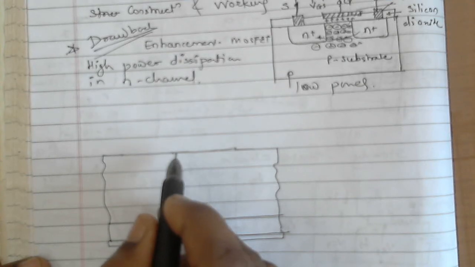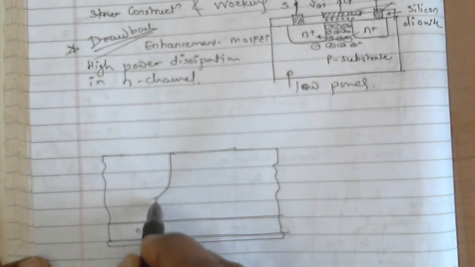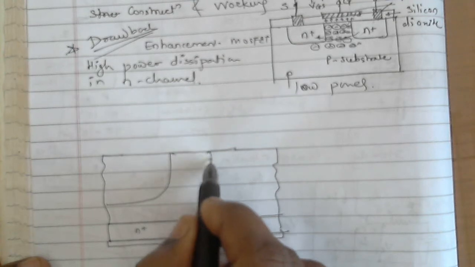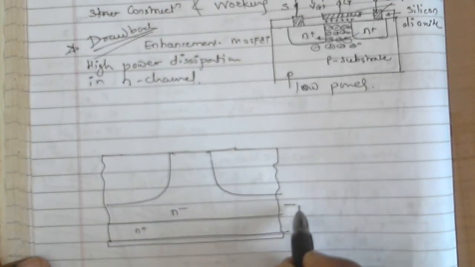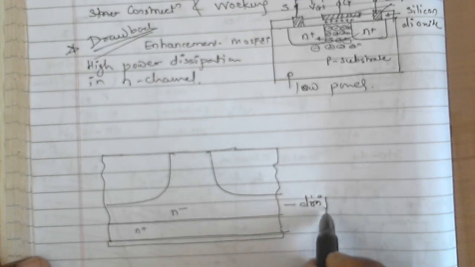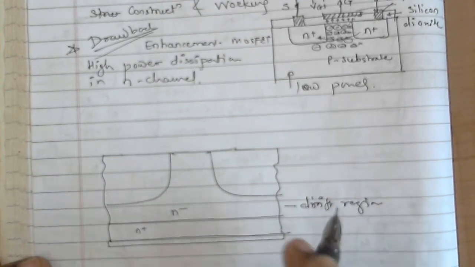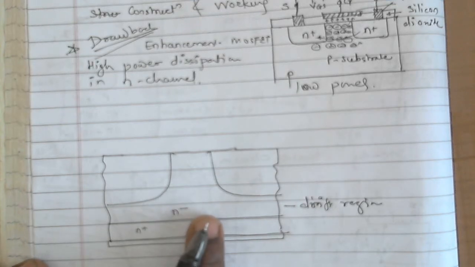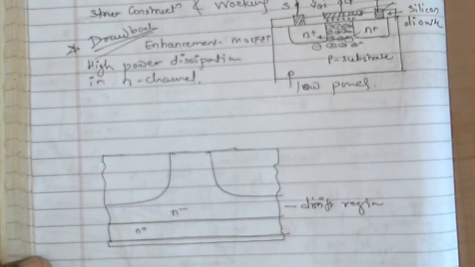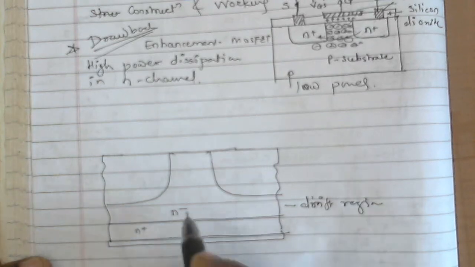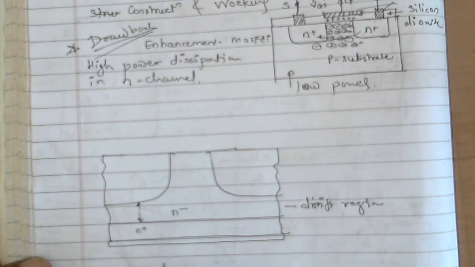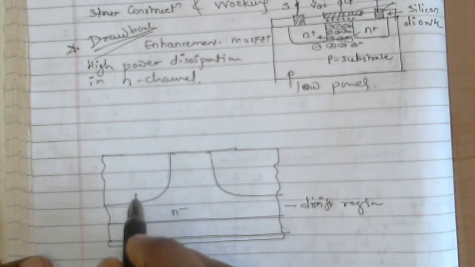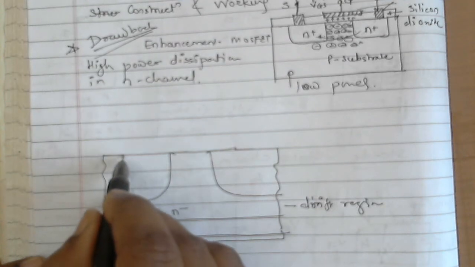Then this layer is an n minus layer, or a drift region. What is the use of this region? Now you should know that the drift region is used to increase the breakdown voltage, the blocking voltage capability. So if you need more blocking voltage capability, the thickness of this particular layer is increased.